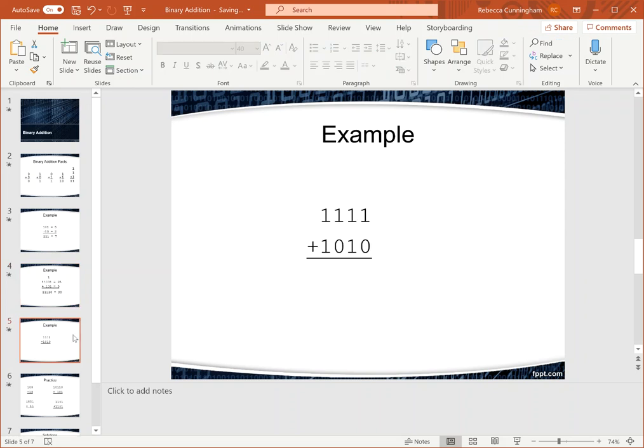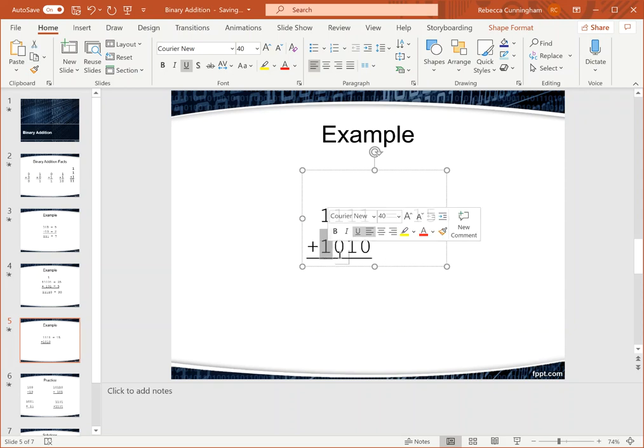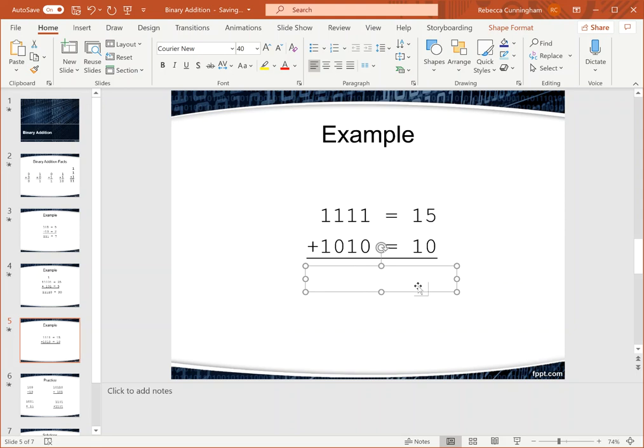All right, and we'll do one more example before you get to practice. So again, let's do our conversion. This is worth 8 and this is worth 4, so I'm up to 12. And this is worth 2, so I'm up to 14, and 1 is 15. So that value is 15. And here, this is worth 8, nothing for the 4, this is worth 2, so that's 10. So I'm adding 15 and 10 together, which is 25, so I want to double check my answer when I get it and make sure that the digits I get do equal decimal 25.